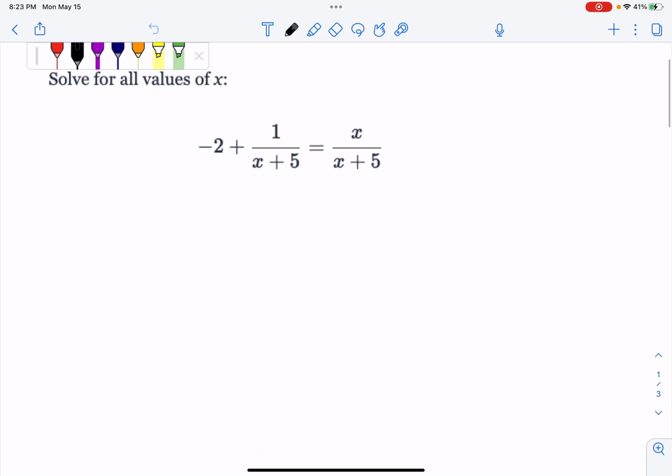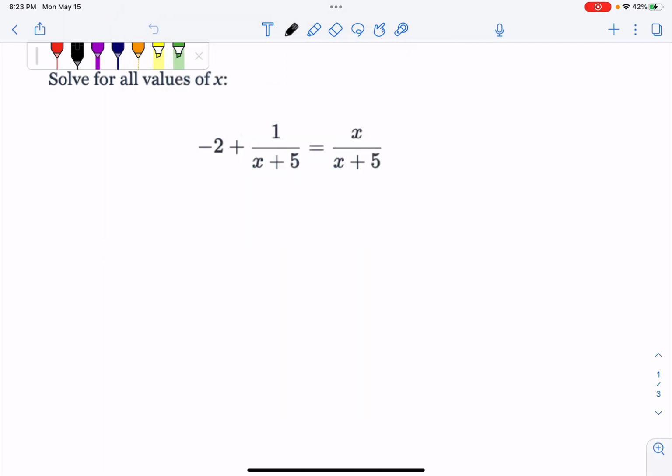You are going to continue your work on rational functions. So we have a rational function, meaning anything that can be written as a fraction. Notice we have two fractions here and a whole number, which we can write as a fraction. And in order to deal with these, we're going to need a common denominator.